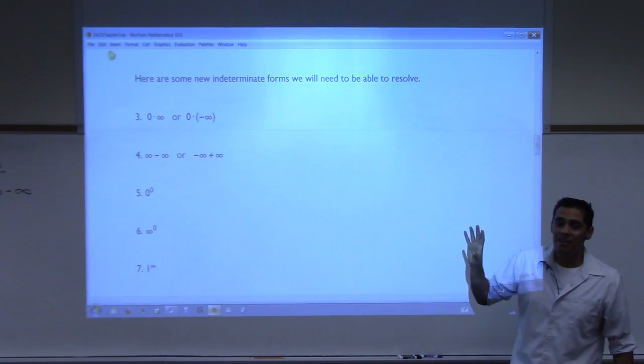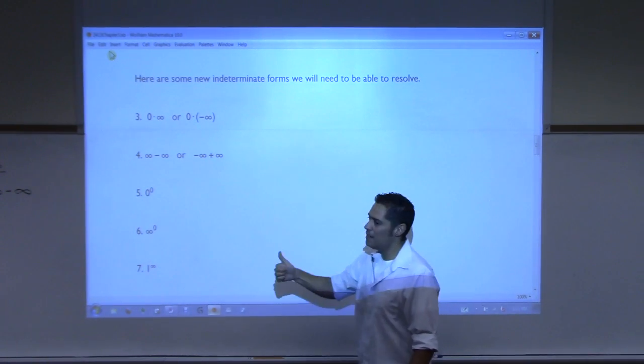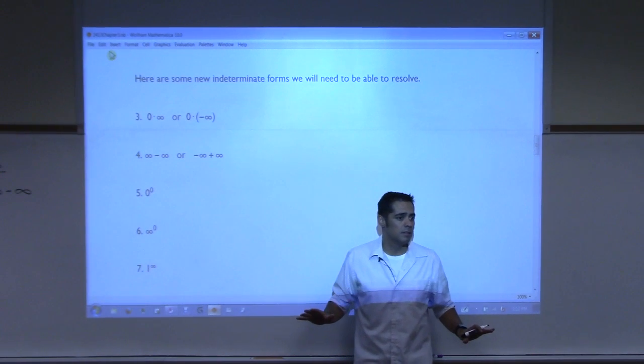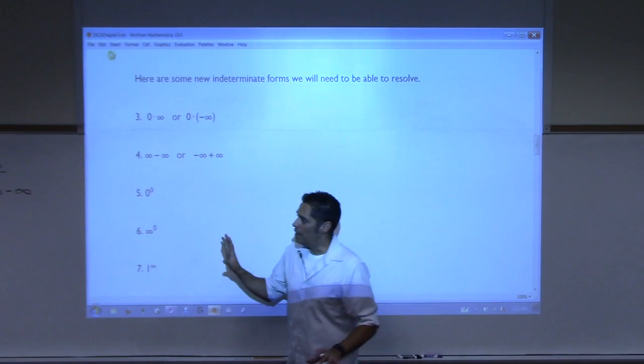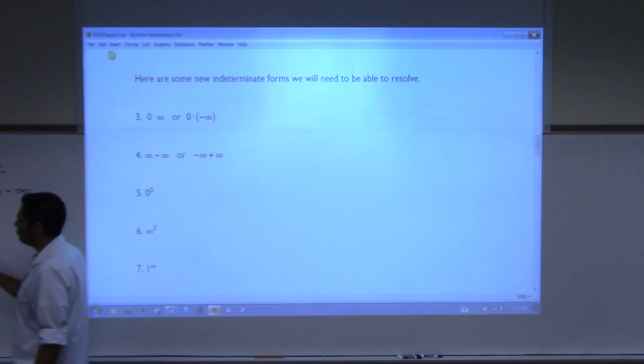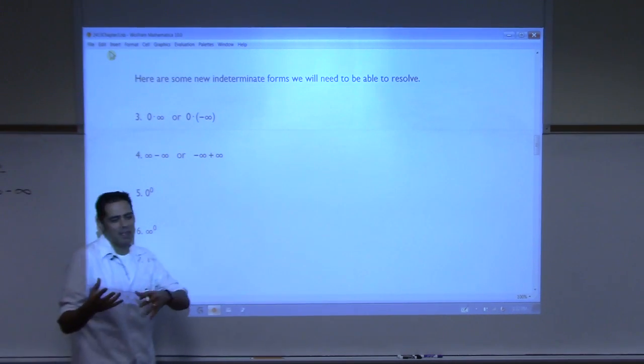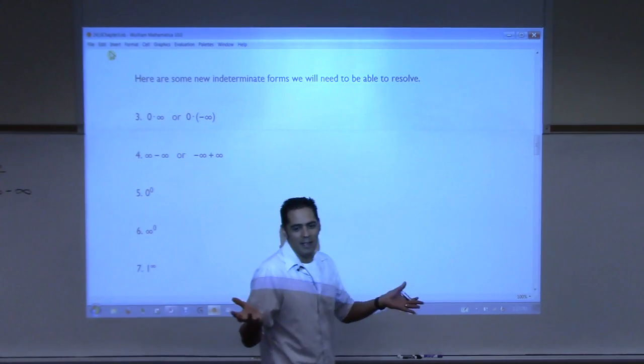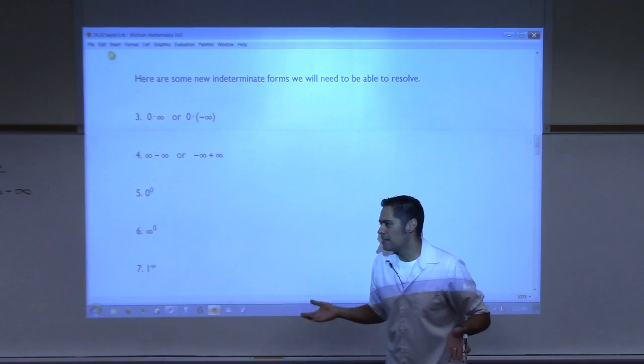Now, there are things that are not indeterminate that we can find the answer without doing any calculus, and we don't want to confuse them. A lot of students sometimes just think that if I can just put infinity and 0 together in any way, it's always indeterminate form. But that's not the case.